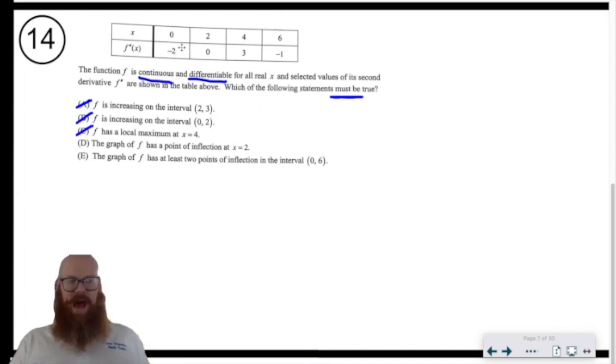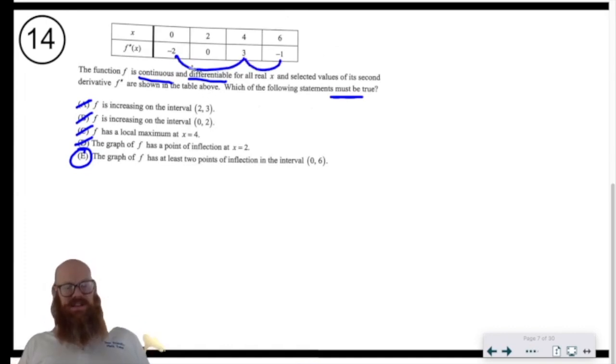Just because there's one value to the left that's negative and one value to the right that's positive, we don't know that, because we don't know that this is the only 0 on this interval. There could be others, and therefore the sign could change before it gets here. But what we do know is that from 0 to 6, it does change signs twice. It goes from negative to positive, and then from positive to negative. So there are at least 2 zeros and 2 sign changes, which means it definitely has 2 points of inflection.